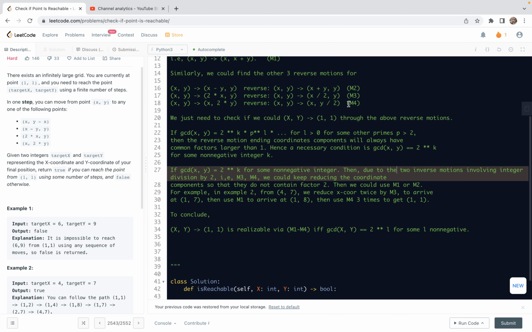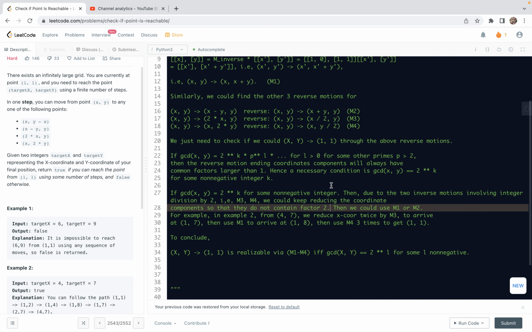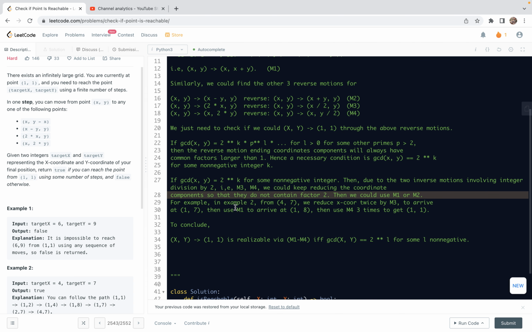If x or y are even, we can reduce them by M3 and M4 until it contains no factors of 2. For example, in example 2, we'll explain a little bit. And then after this step, if there's no factors of 2 in both x and y, then we can use M1 or M2 according to the situation, right? So let's explain using example 2. So this is the original target position. Let's revert back to 1, 1.